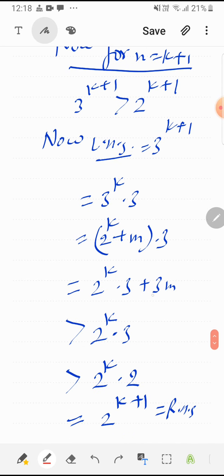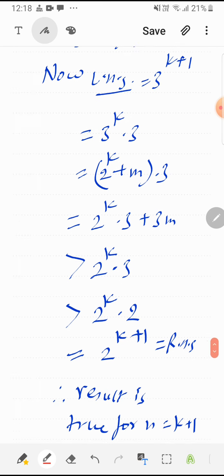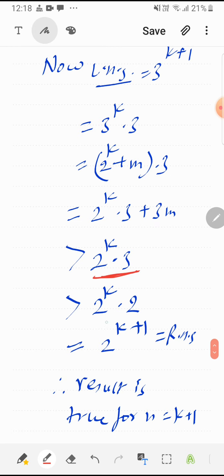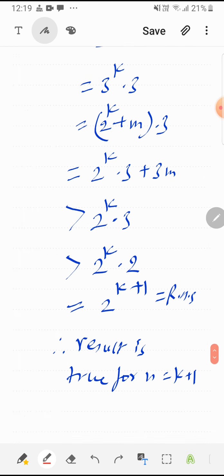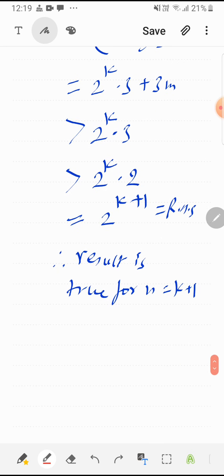Now again a situation has come, it is positive, so if I remove this expression, the equation will become an inequation, because this is greater than this. So I have placed the appropriate sign and I have removed 3m. Again I am replacing 3 with 2, so again this is greater than this. So finally 3 raised to the power k plus 1 is greater than 2 raised to the power k into 3, which is greater than 2 raised to the power k into 2, which is equal to 2 raised to the power k plus 1, the right hand side. So that's it. The result is true for n is equal to k plus 1, and hence it is true for all natural numbers.